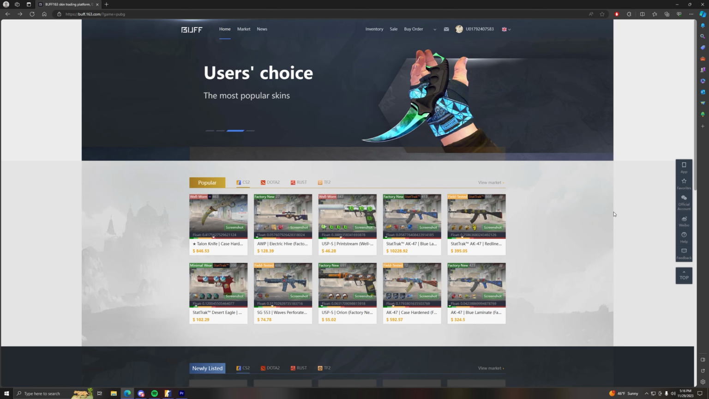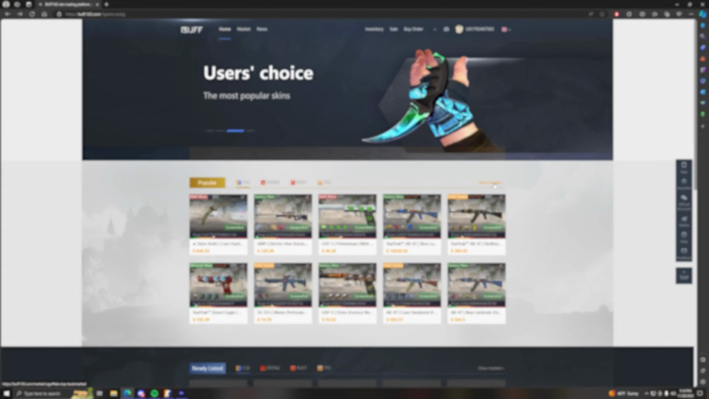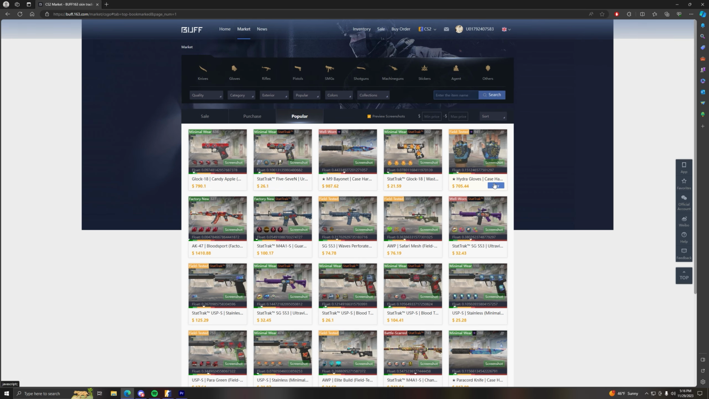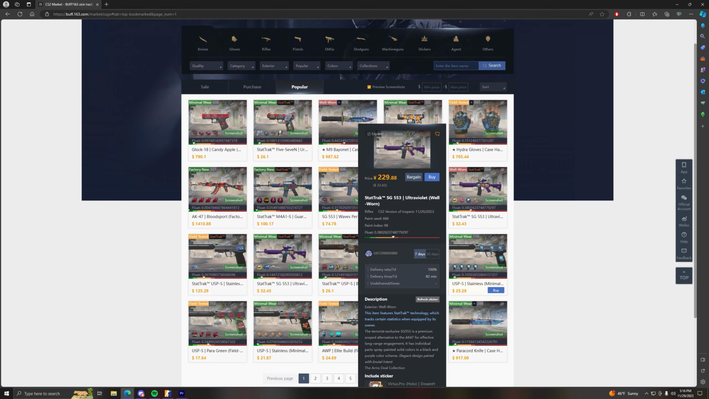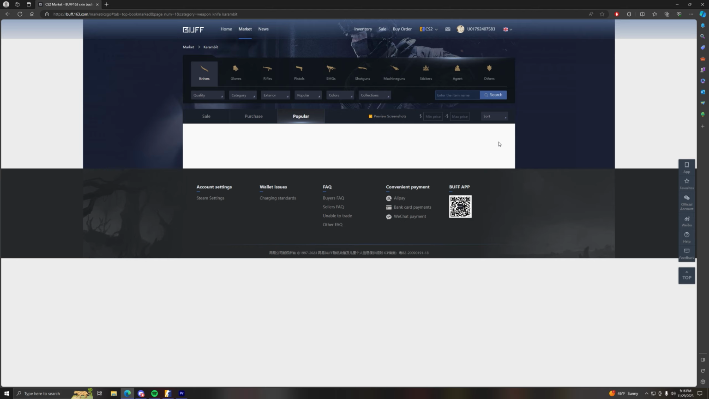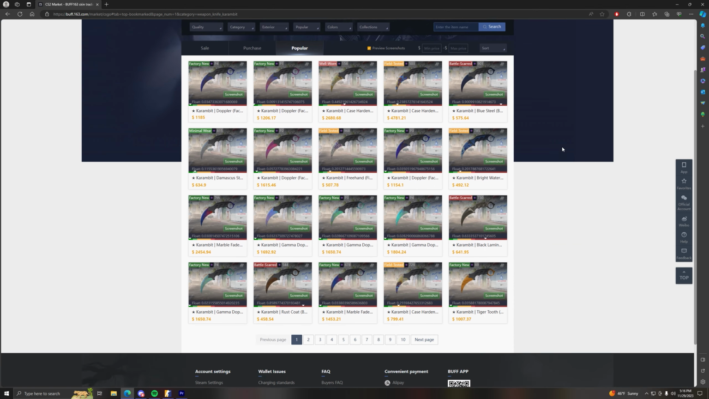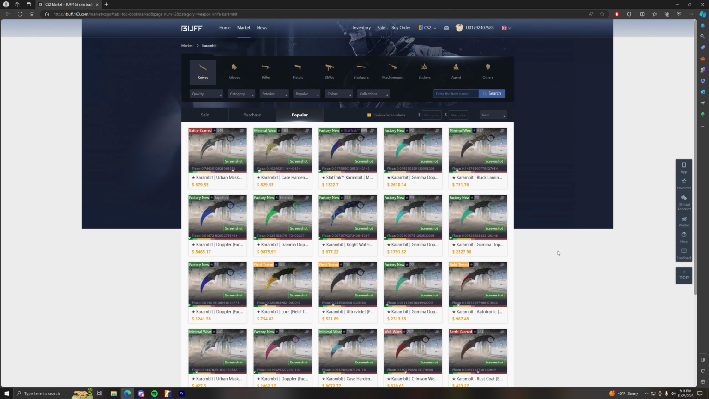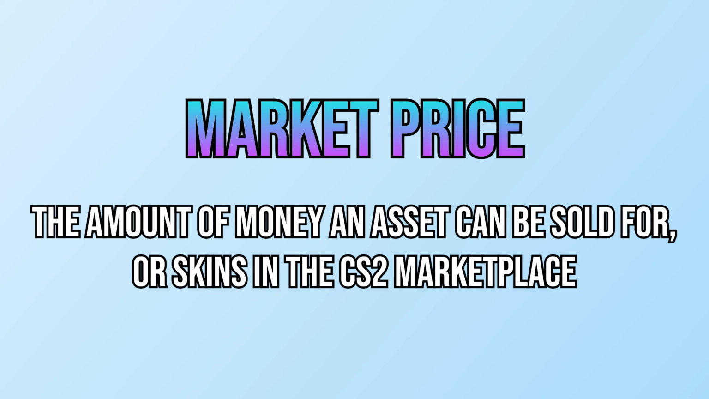The next website on the list is Buff163. This is the largest third-party CS marketplace out of all of them. However, it is Chinese, so those in the US will not be able to make an account with this site. The importance behind Buff163 is due to the fact that it is the largest marketplace with the most daily transactions and trades, which in turn sets the market price of each CS2 skin or the actual real cash value for each item.